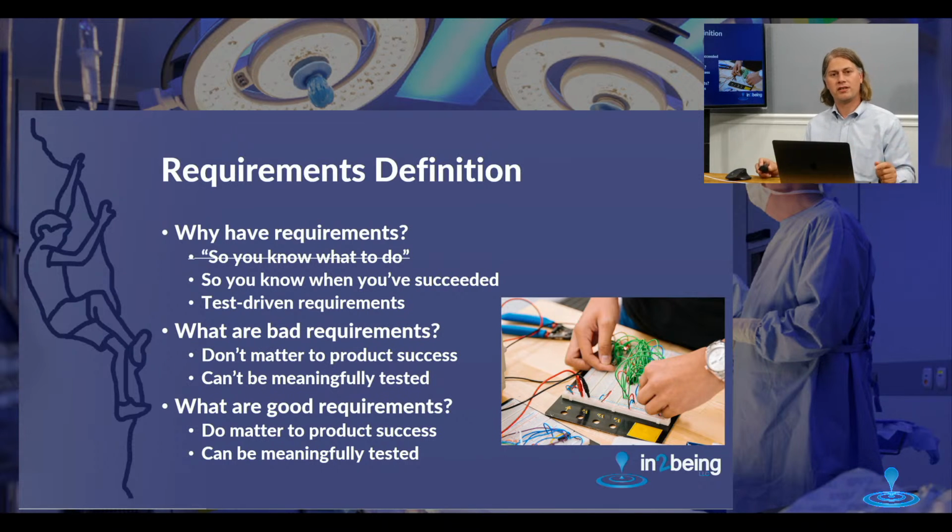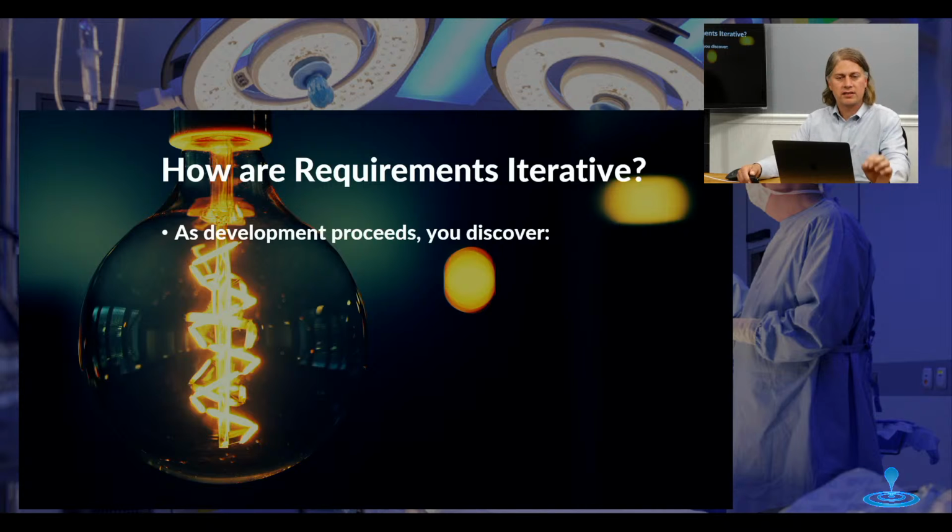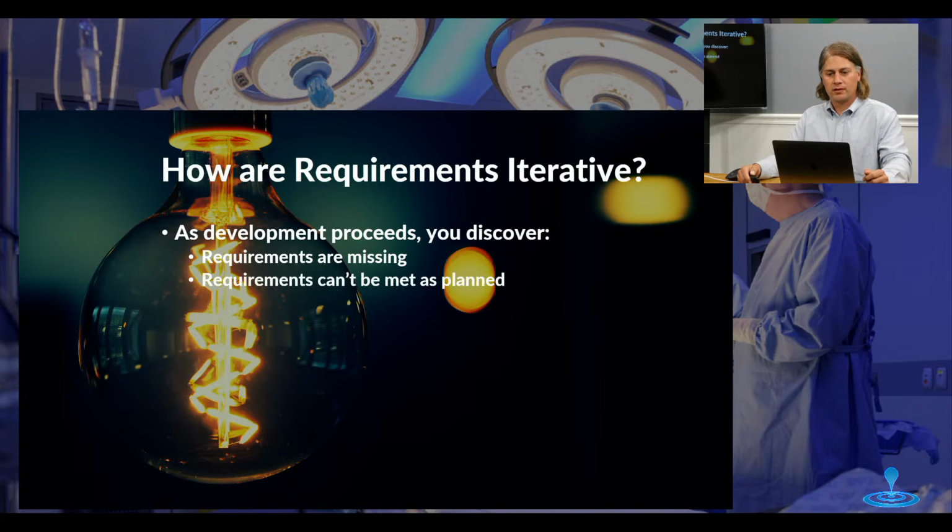Now, you can't always guarantee that. That's part of why this is an iterative process. Because sometimes you discover things along the way. And this is why requirements are and need to be iterative, and why they're a valuable vehicle for iteration. Because as development proceeds, you sometimes discover that requirements are missing. Sometimes you discover that requirements can't be met as planned.